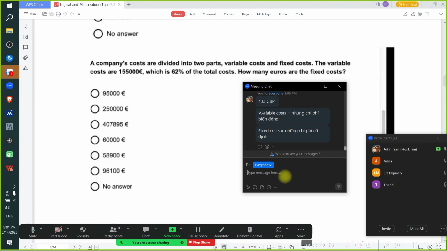And then the variable costs are 155,000 euro, which is 62% of the total cost. So they ask you how many euros are the fixed cost.